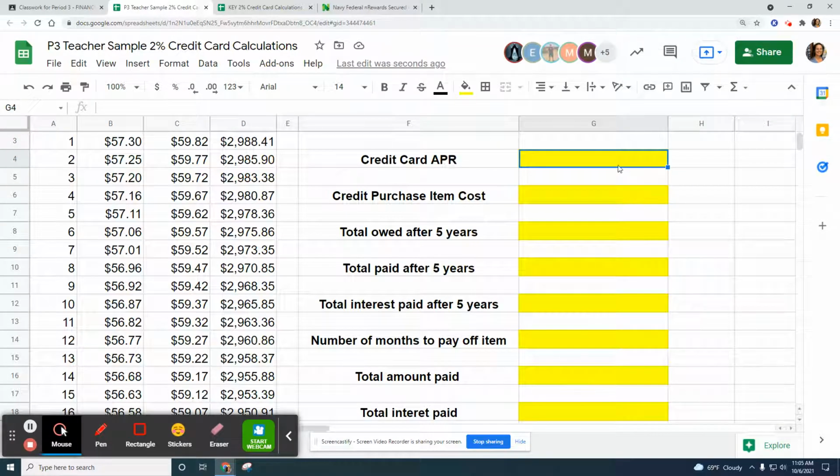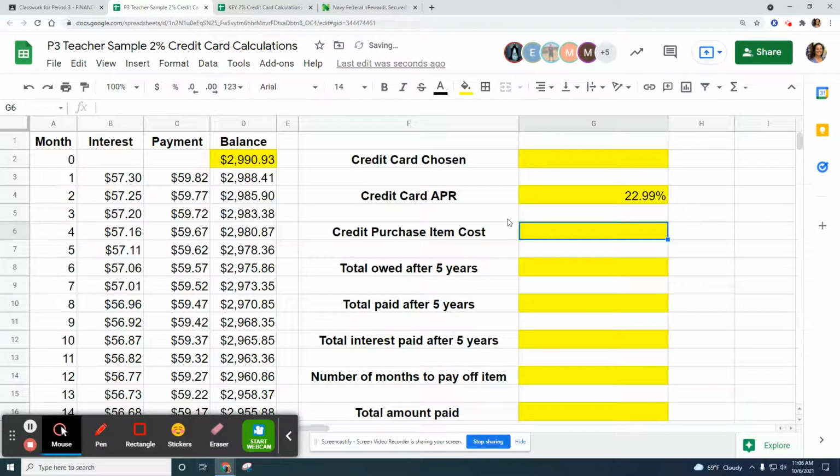In this box here, this is G4, I am typing in the APR of the card that I used. If right now you're using 2299, put that in. If you're on board with the Navy Fed 18%, you can put 18 now and then go fix things. Credit purchase item cost equals D2.